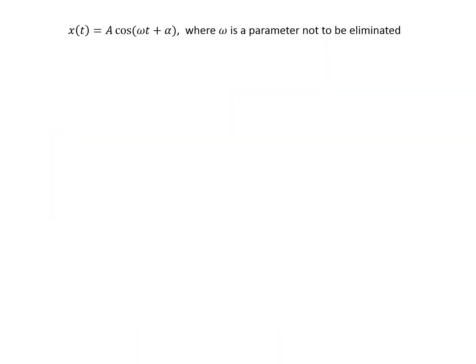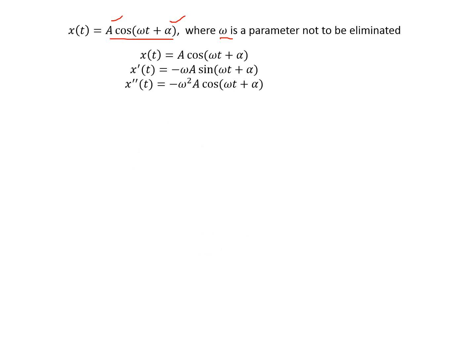Okay, another example is this one: x = a cosine(omega t + alpha), where omega is a parameter not to be eliminated, so our constants are just a and alpha. So differentiate once and twice. The first derivative is negative omega a sine(omega t + alpha), and the next derivative is negative omega squared a cosine(omega t + alpha).